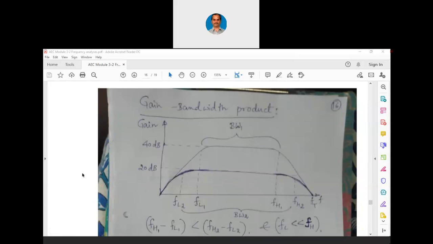Now we have one more important concept called GBP, gain bandwidth product.